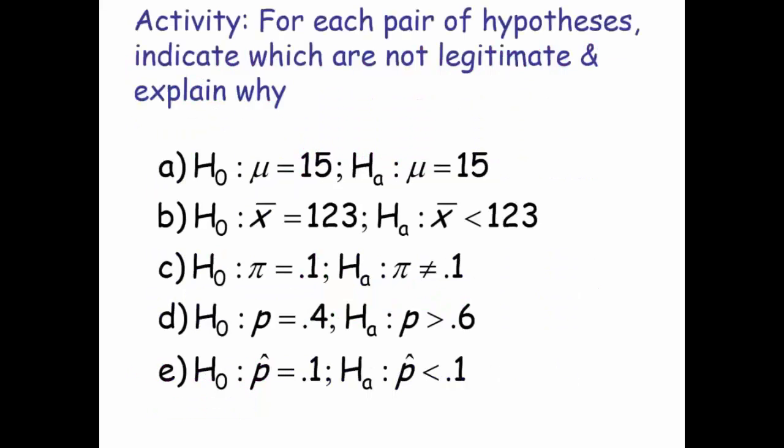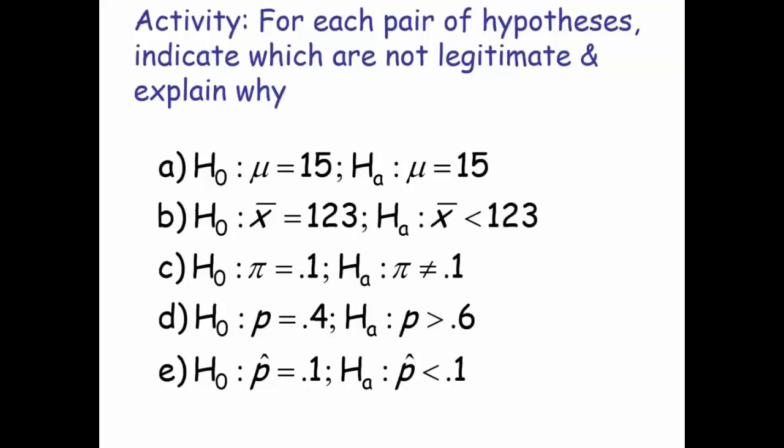All right, so let's play around with this idea of null and alternative, and make sure we catch why things are good versus why things are not good. Here on the screen are 5 examples of some hypothesis statements. Some of them are valid and legitimate. Some of them have issues, and the ones that have issues, we're going to talk through what the problem is.